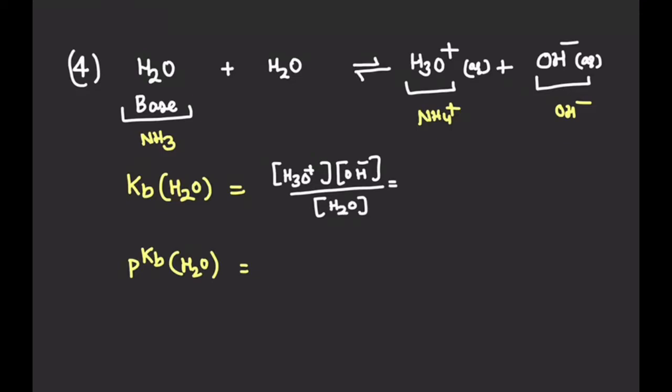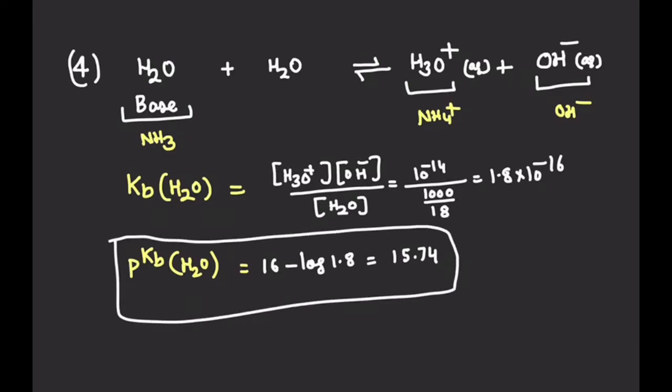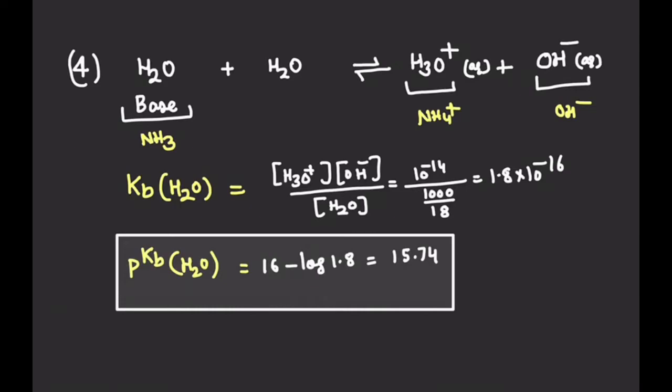The ionic product of water at room temperature is 10 to the power minus 14, and the density of water is 1 gram per ml. Then the molarity of water is 1000 divided by 18. If we further simplify, this value is equal to 1.8 into 10 to the power minus 16. If we take minus log on both sides, this value is equal to 16 minus log 1.8, which on simplification will give 15.74. So the pKa and pKb of water are the same, equal to 15.74, and we know that water is amphoteric in nature, so it can act as an acid as well as a base. So this is our first part.